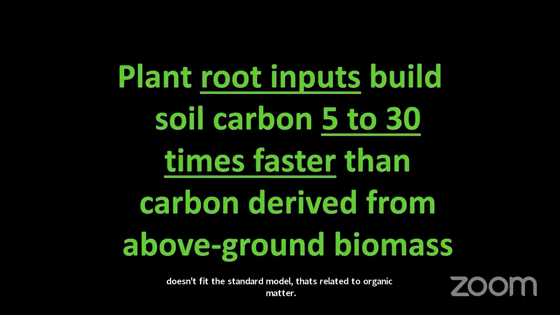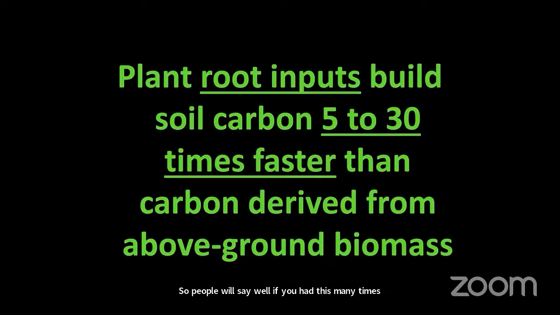So people will say, well, if you add this many tonnes of organic matter, you're only going to end up with this much left in the soil. So how could you build this much soil carbon? There's disputes raging all of the time about, well, how did Gabe Brown, for example, build all that soil carbon? Because you'd have to add so many tonnes of organic matter that it wouldn't be possible.